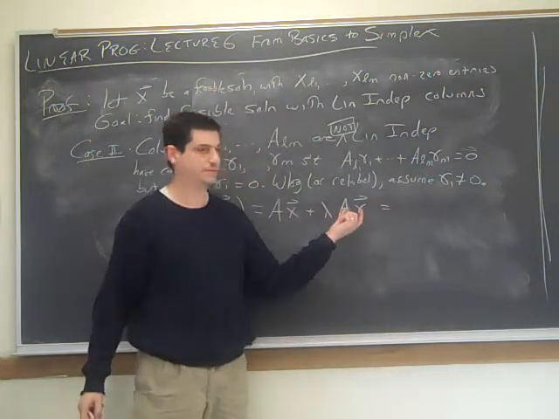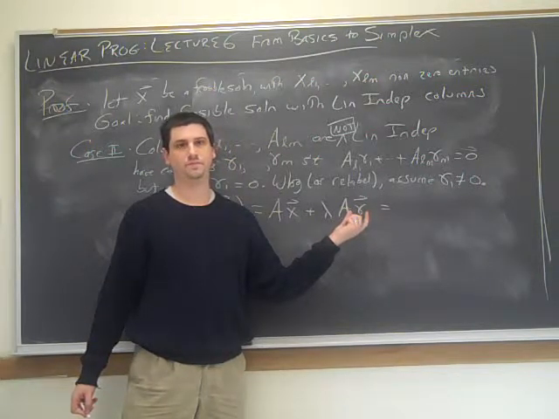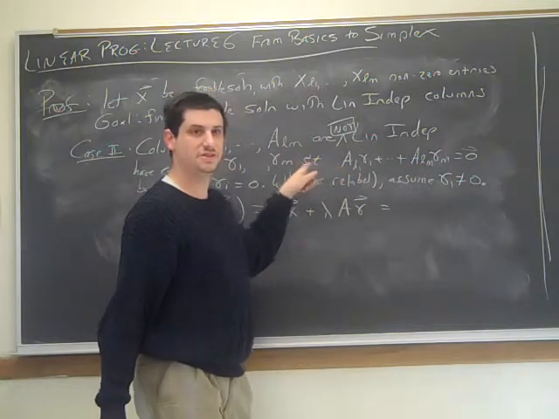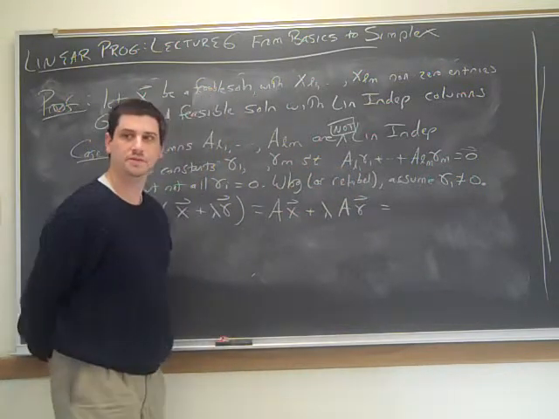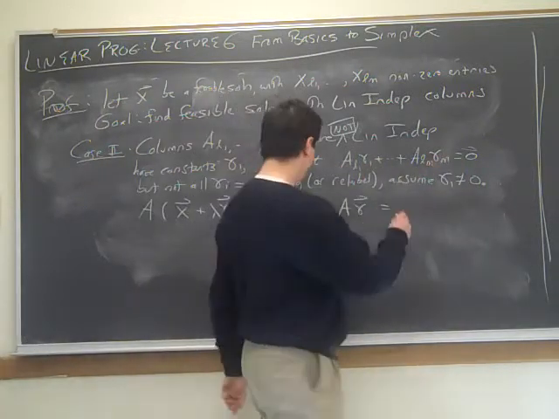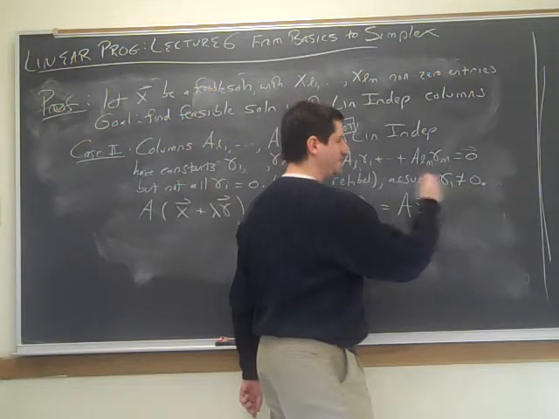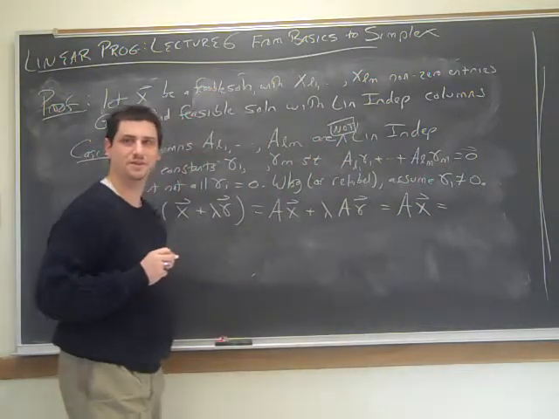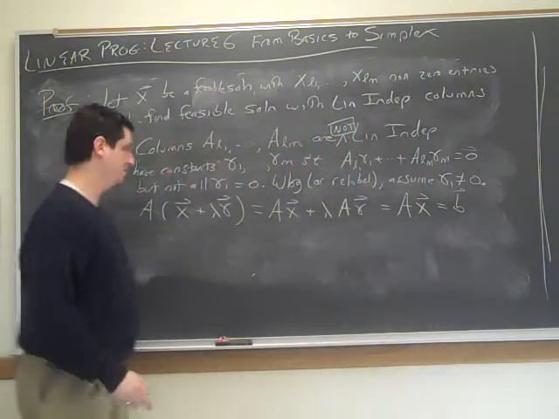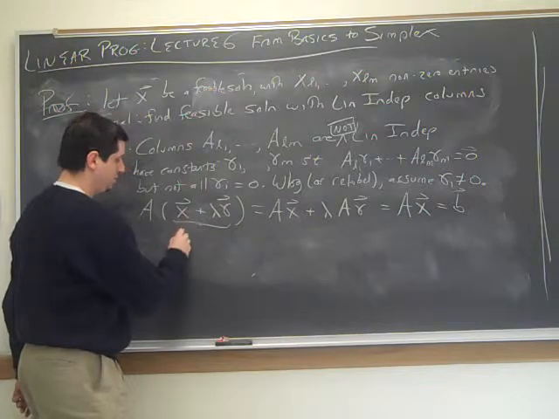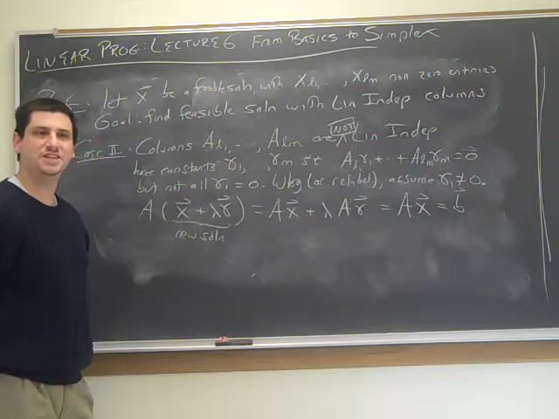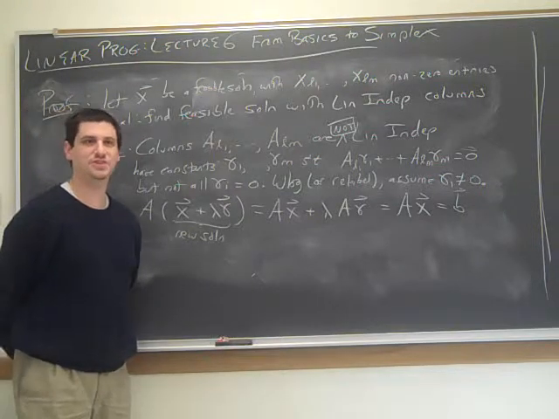Well, what is A times gamma? It's just 0. Because A times gamma is just this piece here. So this is just Ax. But what was Ax? It's just b, right? So we have a new solution. This is a new solution. Notice I didn't say it's a new feasible solution. I just said it's a new solution.